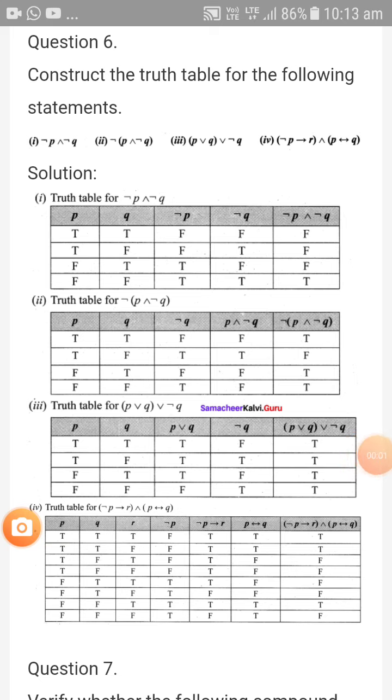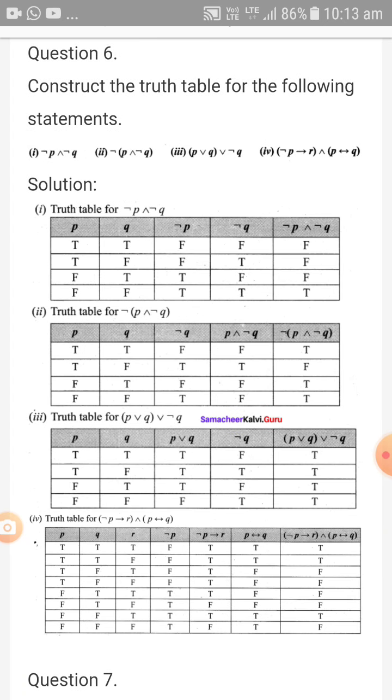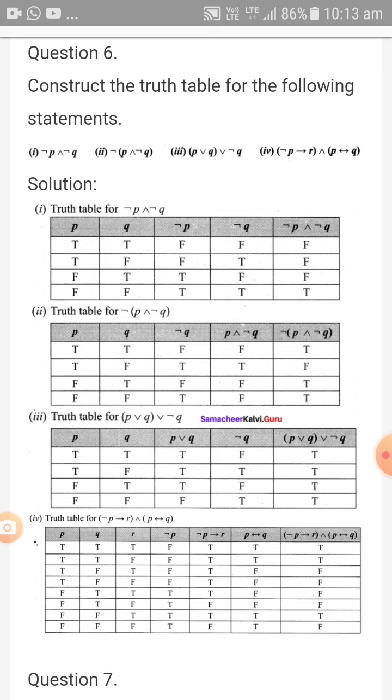Students, we are going to see the sixth sum. Construct the truth table for the following statement. The first question is: not P and not Q. So for P and Q we know the values 1 1 0 0 and then 1 0 1 0. True true false false for P, and Q true false true false, we have to write.